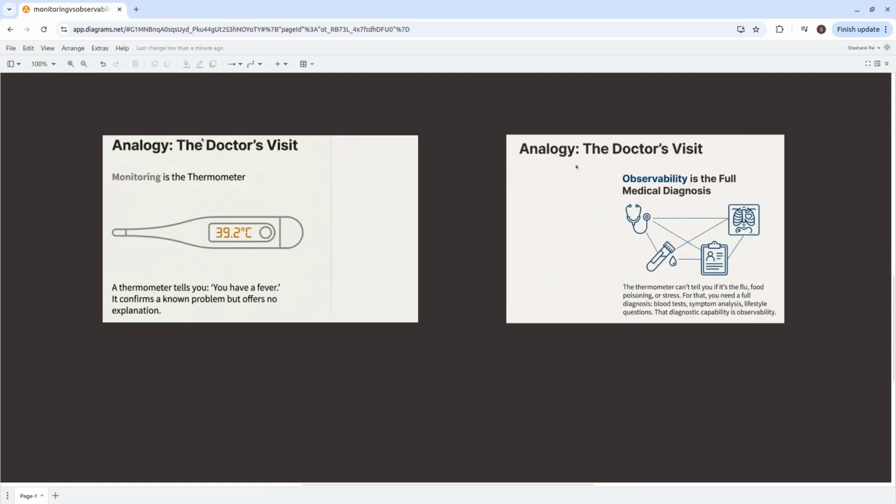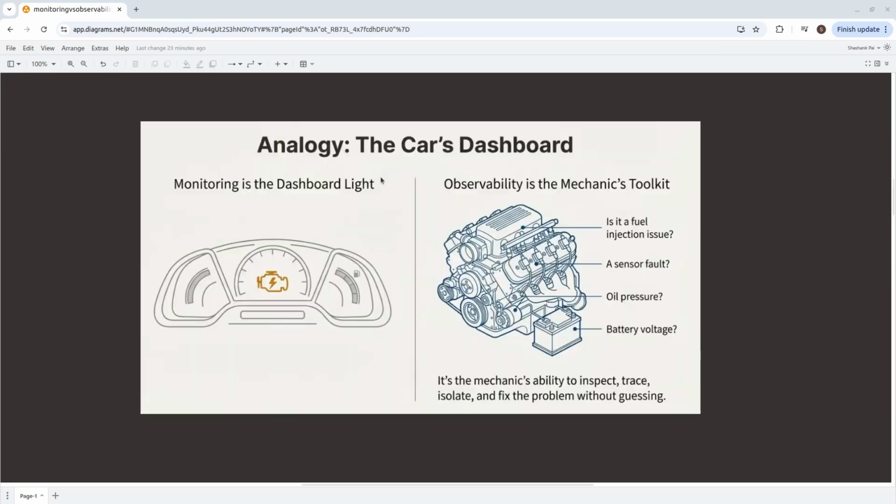Imagine you wake up feeling sick. A thermometer tells you you have a fever. That's monitoring. But the thermometer cannot tell you whether it's dengue, flu, food poisoning, or stress. For that, you need to do a blood test, symptom analysis, and questions about lifestyle. That diagnostic capability, that's observability.